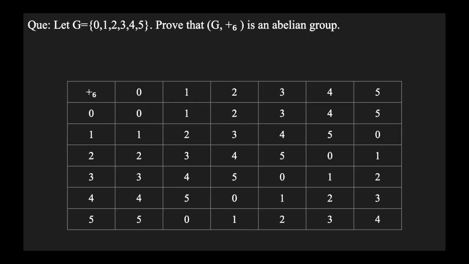Now first check the closure property. Here you can check that all these entries belong to this G, 0 to 5. Other than these entries there are no other entries.